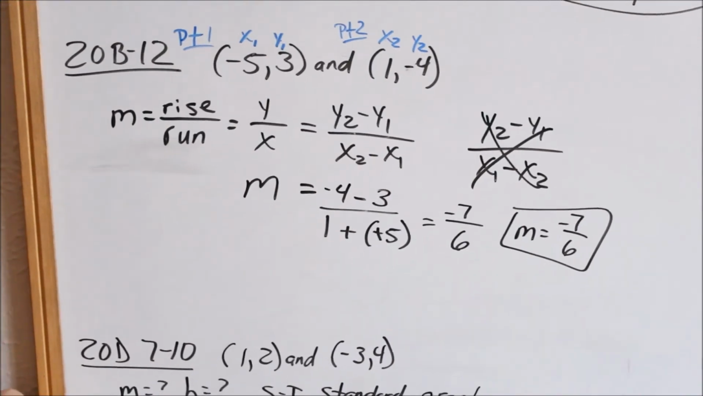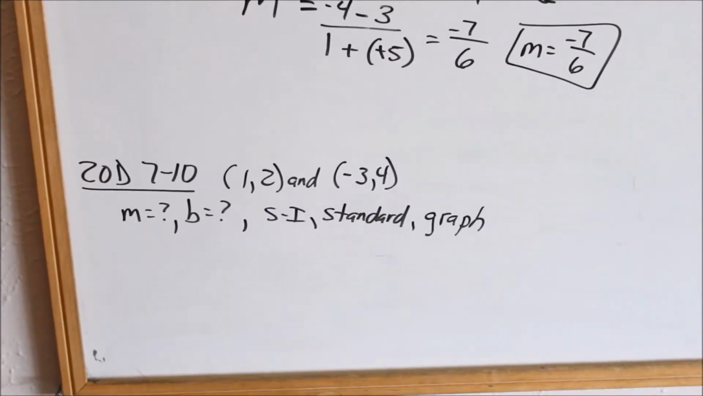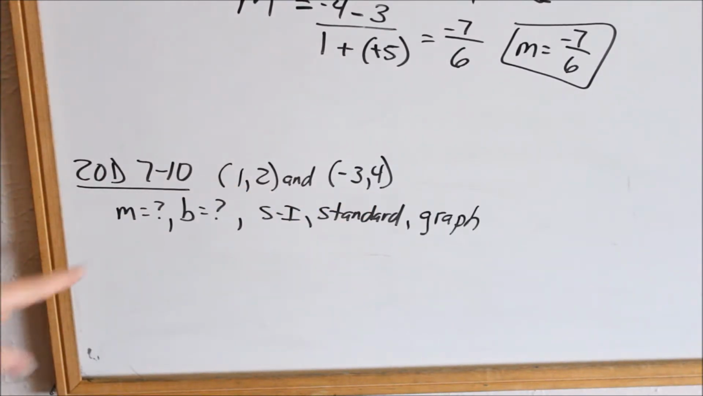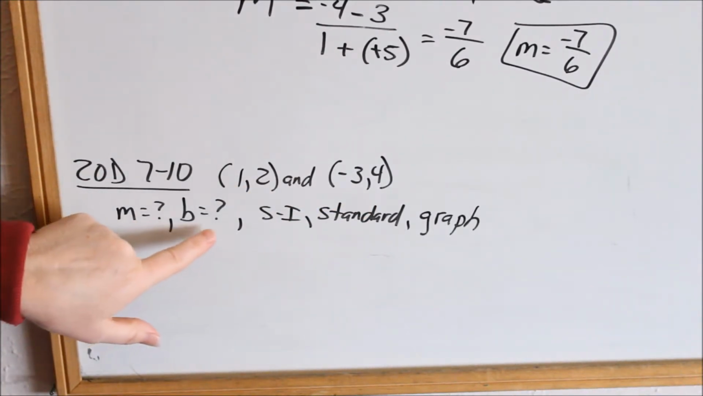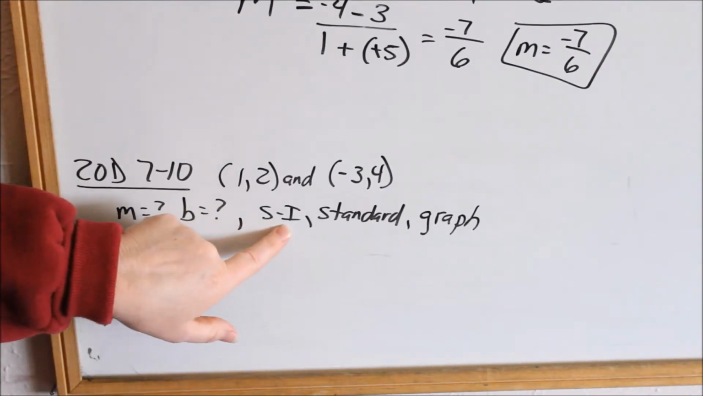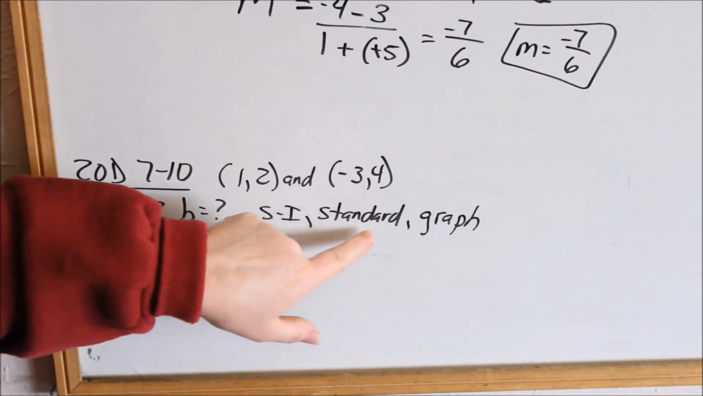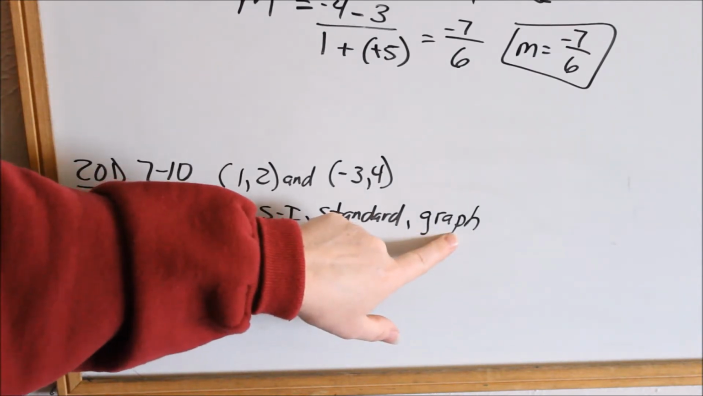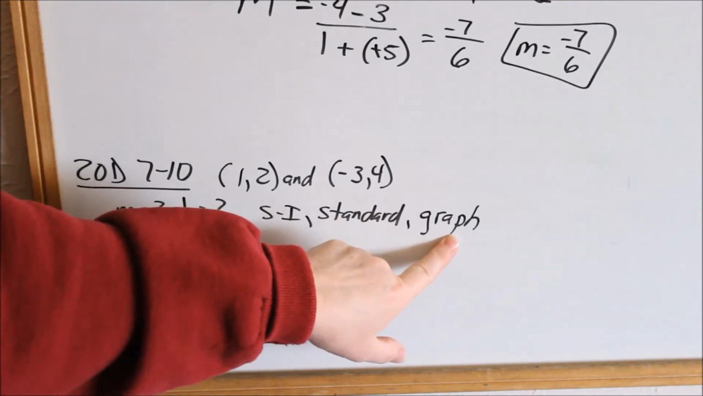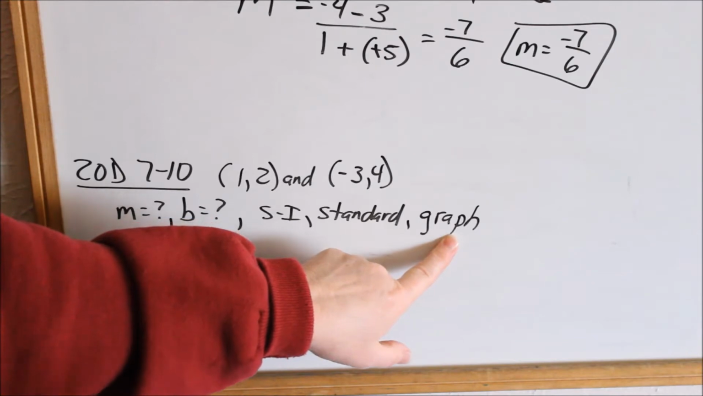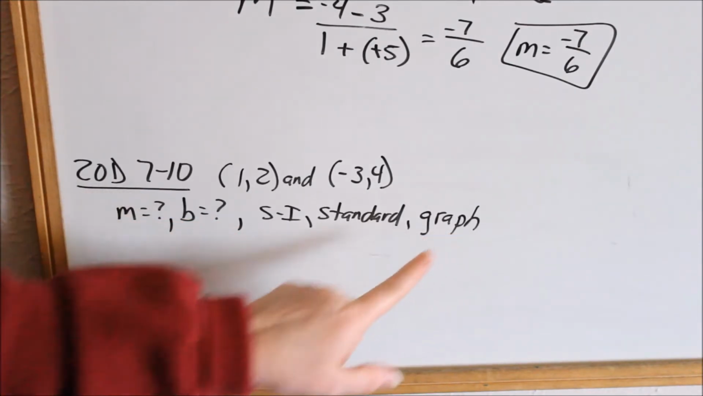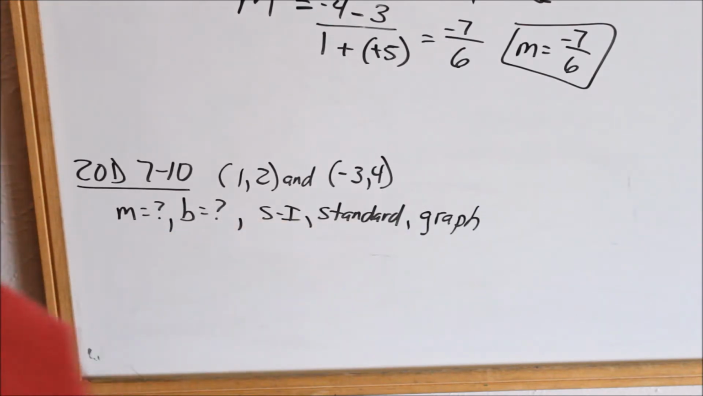Okay, now we're looking at 20D, 7 through 10. They've given you 2 points, and after they've given you 2 points, they ask you to find the slope, calculate the slope, calculate the y-intercept. Now put an equation in slope-intercept form, then put your equation in standard form, then they want you to graph it. Alright? Graphing was the last thing they asked you to do, and so therefore I'm not going to find any of my answers by graphing, because graphing is generally an estimate. I am going to find all of these answers by calculations.